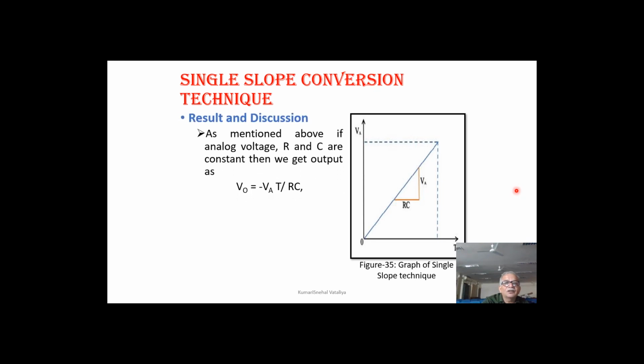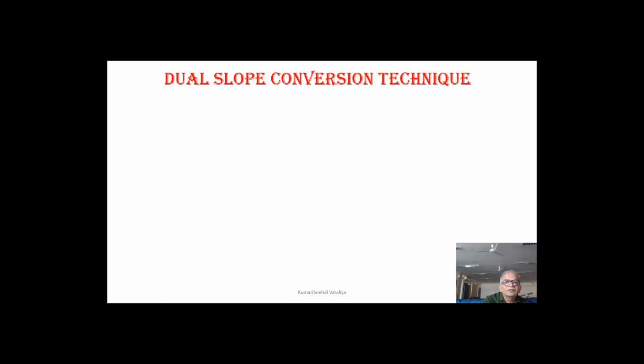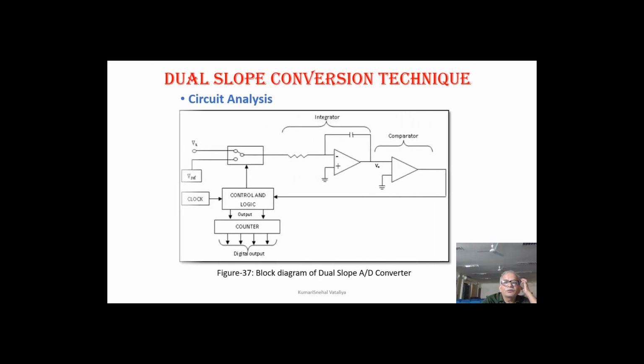So ideally it will take infinite time, but the equation is of a straight line having a slope V upon RC constant. This type of converter is a low cost converter and a highly accurate converter. So for accuracy, use this. Now dual slope conversion is actually practically used.